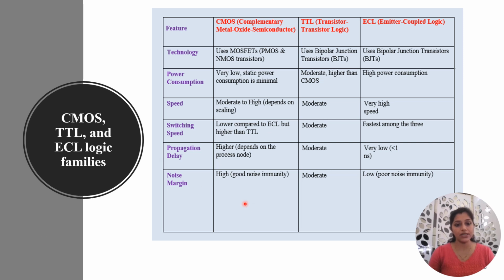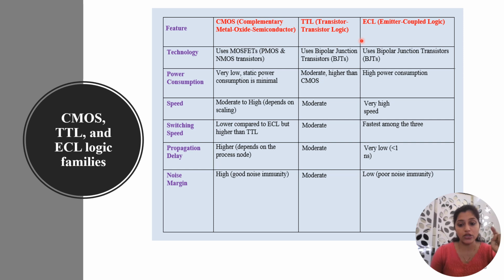So let's compare CMOS, TTL and ECL. Very first parameter is technology. In CMOS, complementary metal oxide semiconductor, it uses MOSFETs, and it can use P-channel MOSFETs as well as N-channel MOSFETs. Whereas TTL and ECL, both logic families use BJTs, bipolar junction transistors.